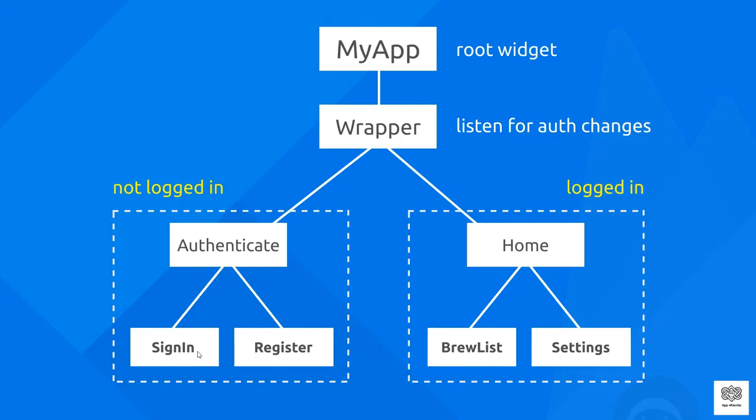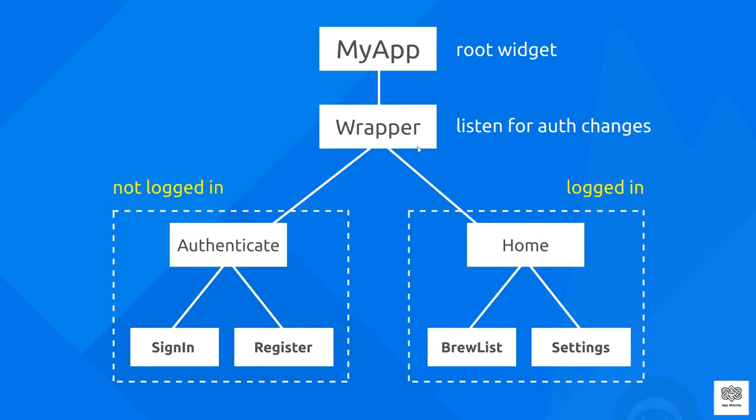So when a user uses this app, we're going to listen for authentication changes. If they're authenticated, we show the right side, and if they're not authenticated, we show the left side of the widget tree. So the wrapper at the top is like the anchor of the whole app. The thing listening for auth changes of the user. Are they logged in or are they not? And then showing the correct content dependent on that.